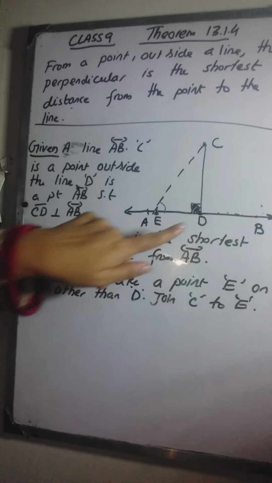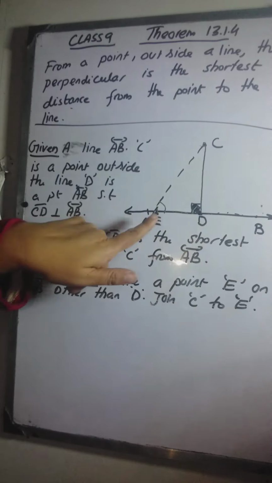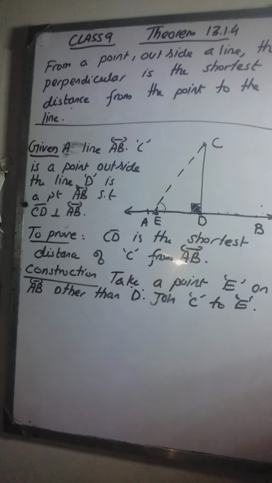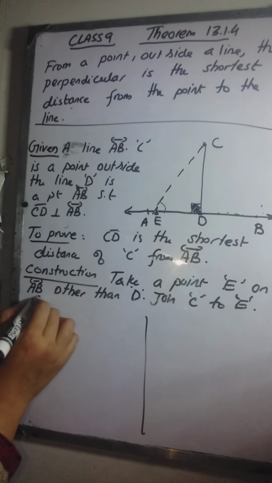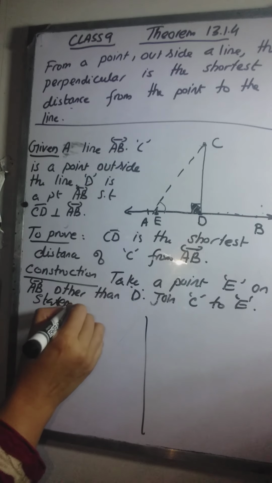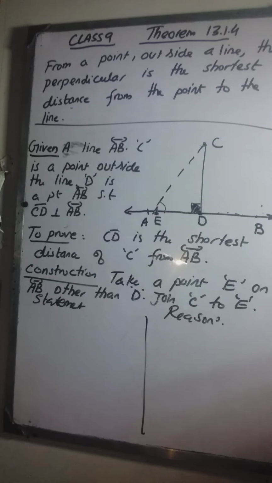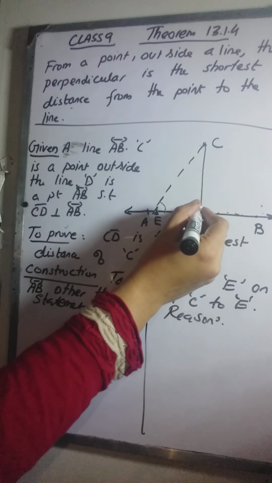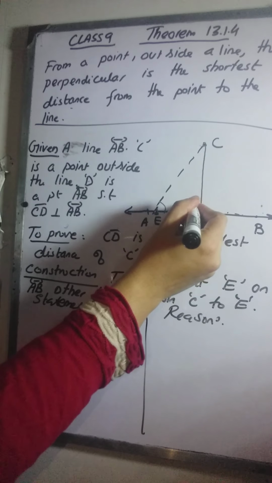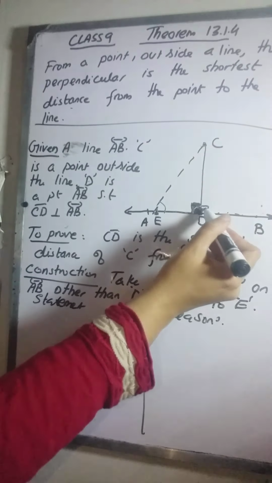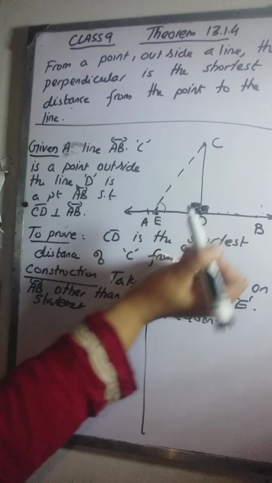Okay, we are not taking D, we are taking any point on this line which is not D. Now statement and reasons. Now this is an angle of 90 degrees. Okay, it means this angle will also be 90 degrees.